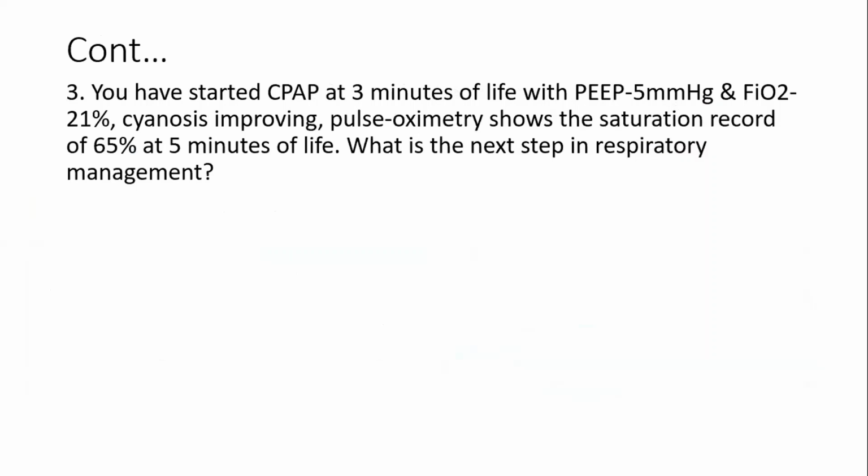So moving on to the third question of the scenario. Now you have started CPAP at 3 minutes of life with a PEEP of 5 and 21% FiO2. Cyanosis is improving clinically, but the pulse oximetry shows a saturation of 65% at 5 minutes of life. What is the next step you will take in the respiratory management of this case?